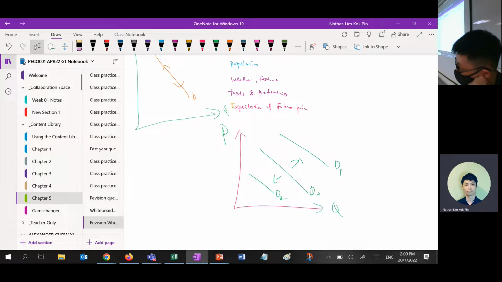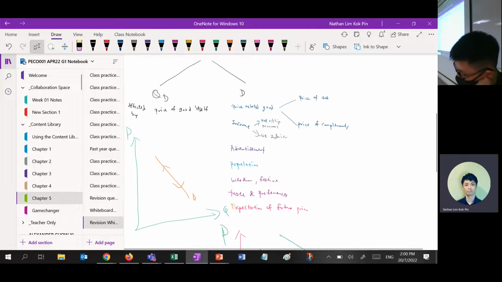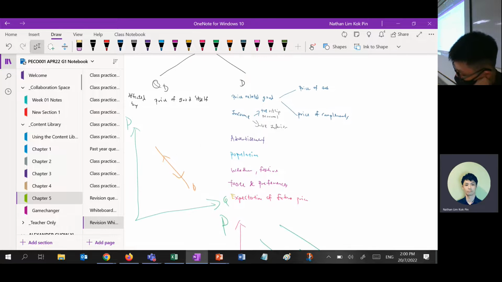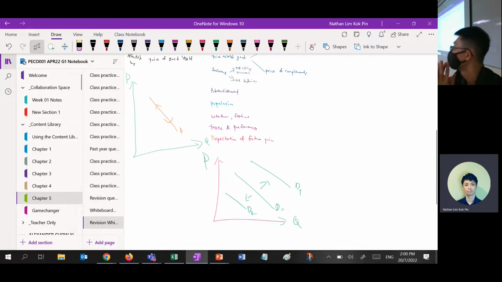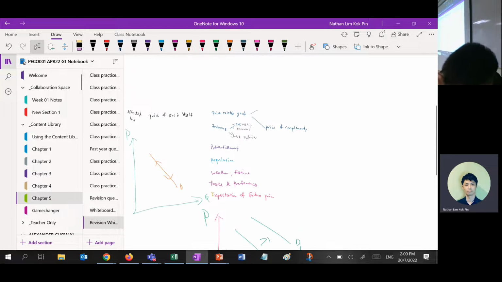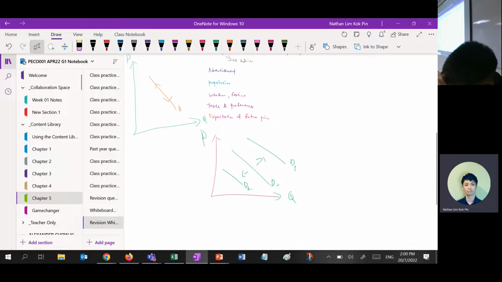There's no such thing as shift along. Move along is quantity demanded. Shift is demand. Shift is demand, right? Done? Okay, continue.